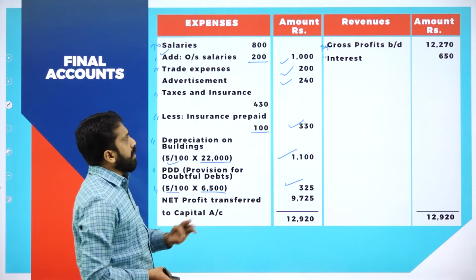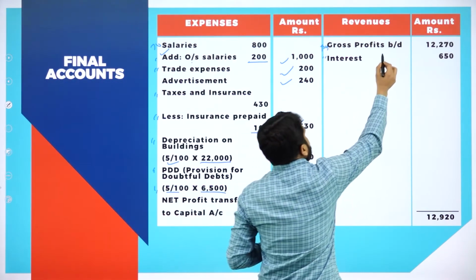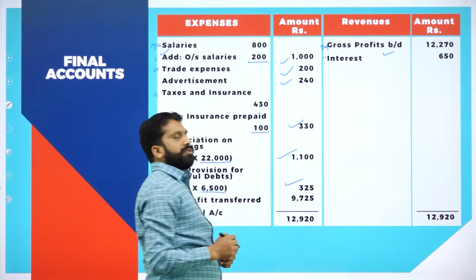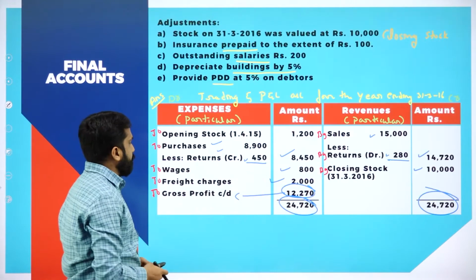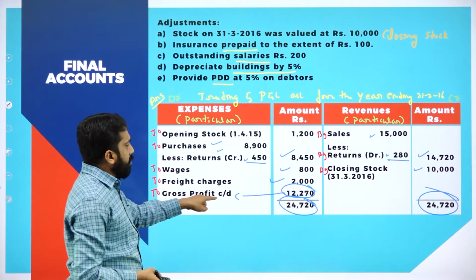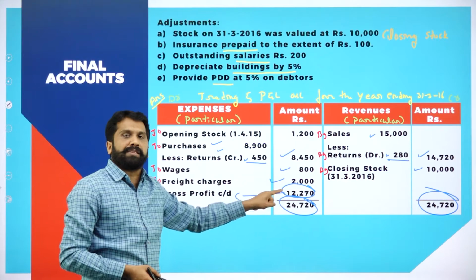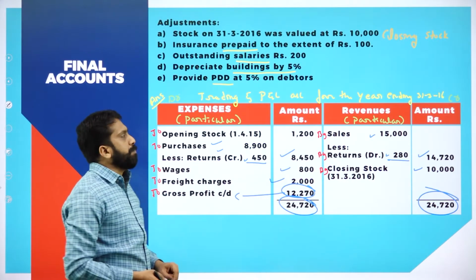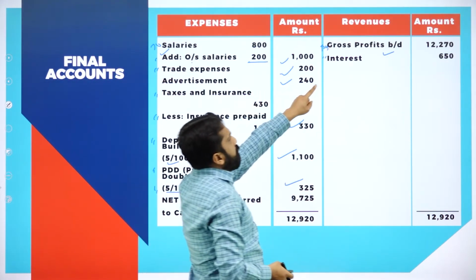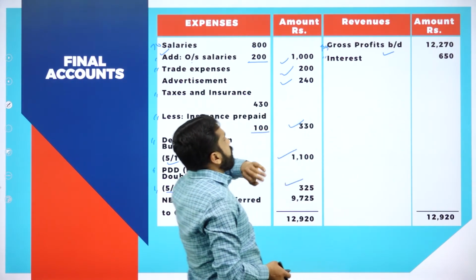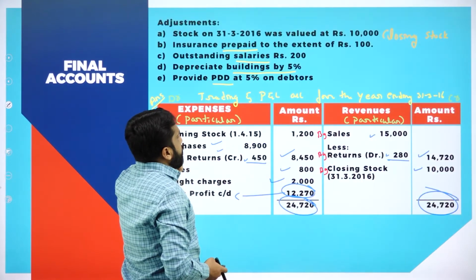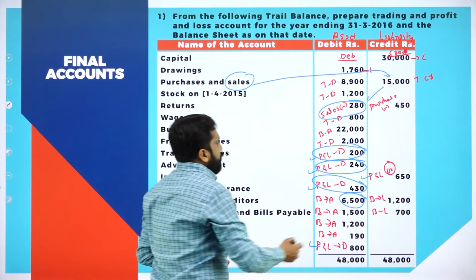Clear? Yes. Now, your credit side, gross profit 12,270. How did you get? I'll go back to your trading account. In the trading account, gross profit how much? 12,270. This will be copied to your P&L. Your gross profit brought down is 12,270. Now, interest. It is given in the question. Your interest is how much?